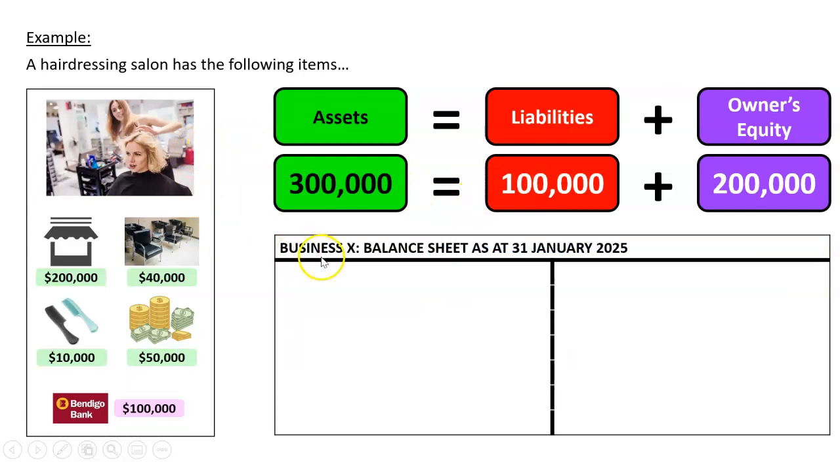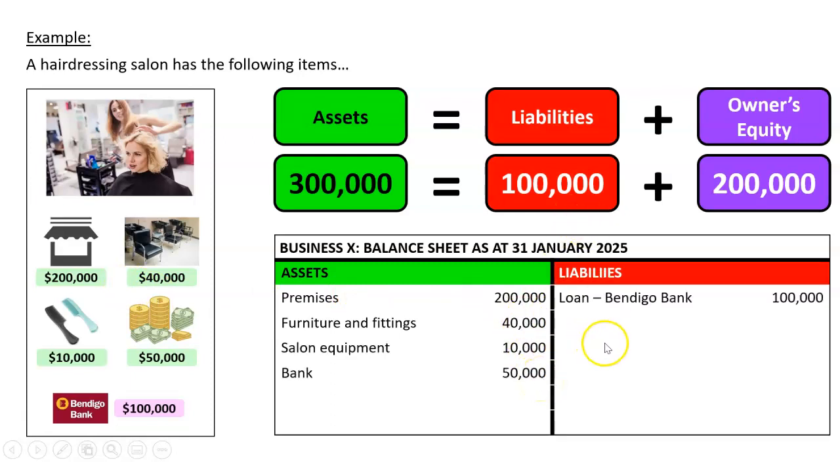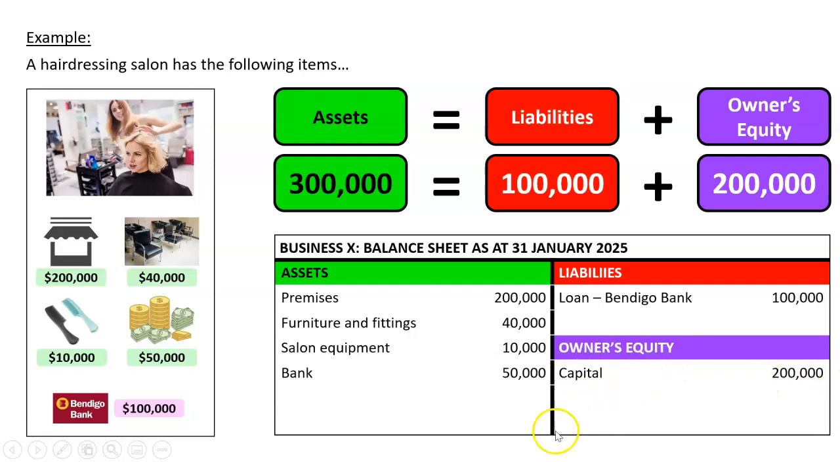So what we do is we set it out in a balance sheet, and we've got on this side the asset side. All we do is list all the assets individually. So we've got the premises, the furniture and fittings, the salon equipment and the cash. On this side, we list the liabilities, the Bendigo Bank, and on this side, we list the owner's equity, which is the capital of the owner, which is 200,000. We total it up. Total assets of 300 and total equities of 100 plus 200. And now we've got something we can really use.